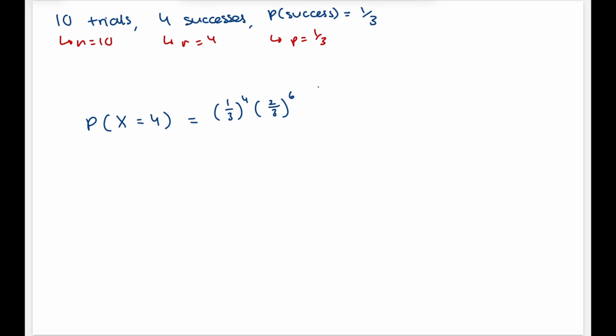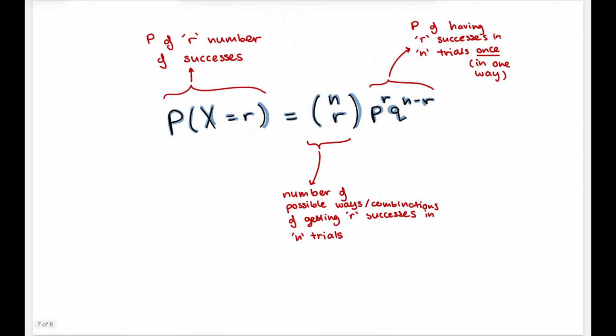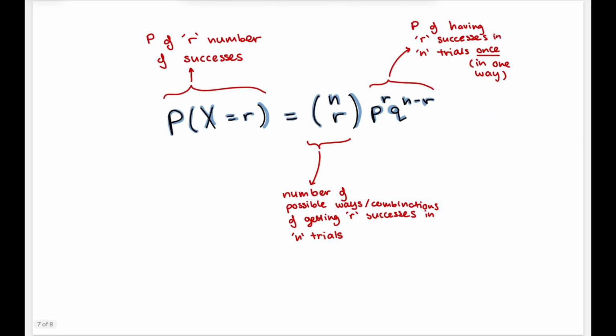So therefore, we do 10 factorial over, and again, this comes from our definition of the binomial coefficient, 4 factorial times (10 minus 4), which is just 6 factorial. And if we calculate this, it's going to be roughly 0.2276. So our probability of making 4 successful shots in 10 trials is 0.2276.